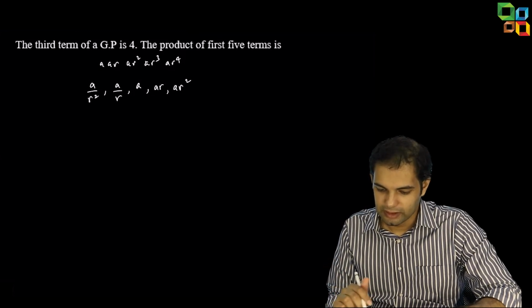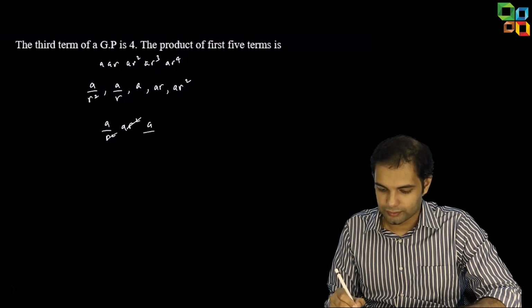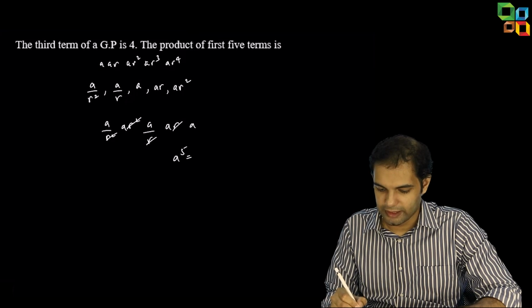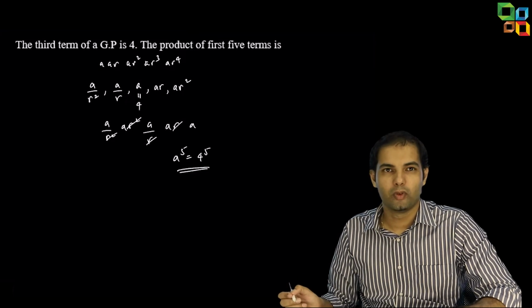What's the advantage? Just try to find the product of these 5 terms. See, if you find the product, a by r square and ar square will get cancelled. A by r into ar will get cancelled. There's one more a. So the total is a power 5, which is what we have to find. And we know what a is. It's given that a is equal to 4. So a power 5 is nothing but 4 power 5. Right? I hope it's clear.